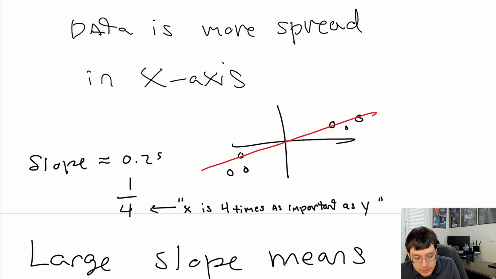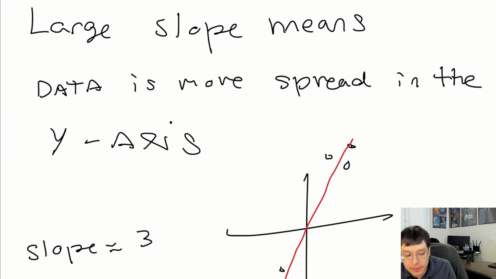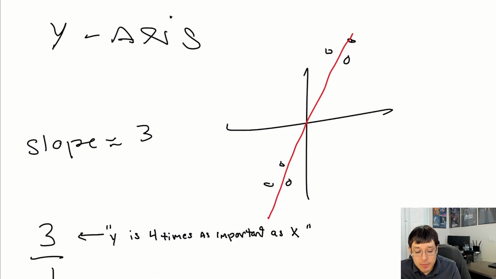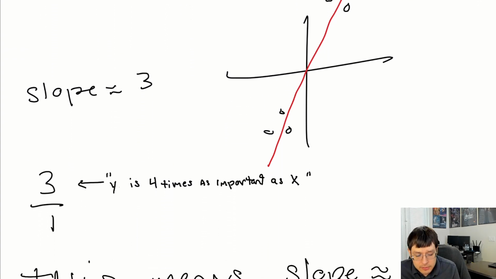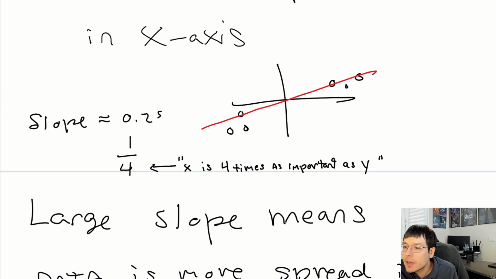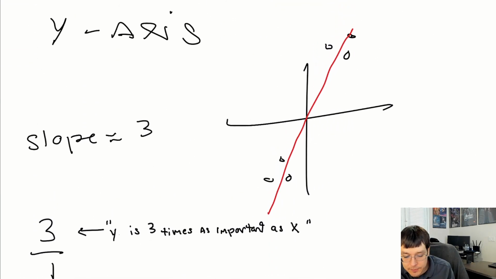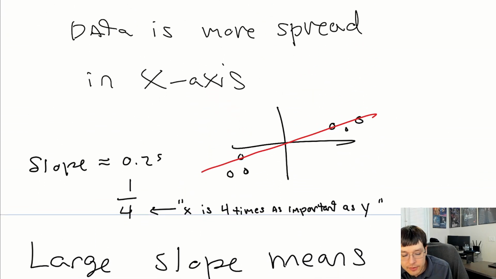Okay? So in this case, a larger slope, like I said, would have meant something like a slope of 3. That would mean that y is 3 times as important as x. So always think of it like a fraction, and if it's a whole number, then just make it over 1. Bam, you just made a fraction. So in this case, x is more important. In this case, y is more important, right? If we had data like this. But of course, our data is actually like this, right?